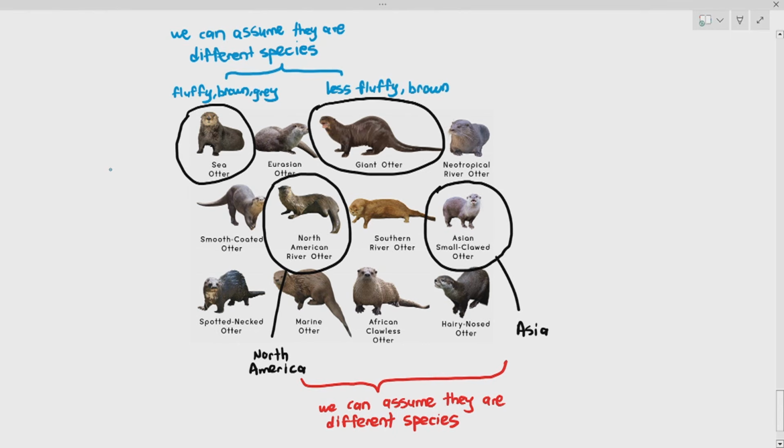That's really cool. All right, so we can also assume that the sea otters and the giant otters are different species based on different morphology.